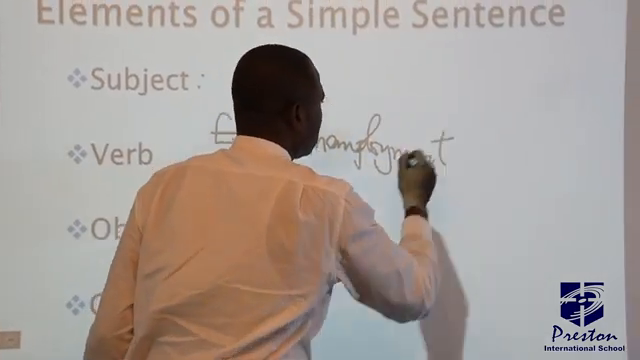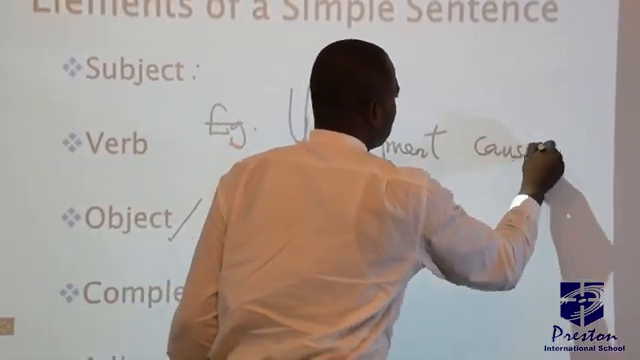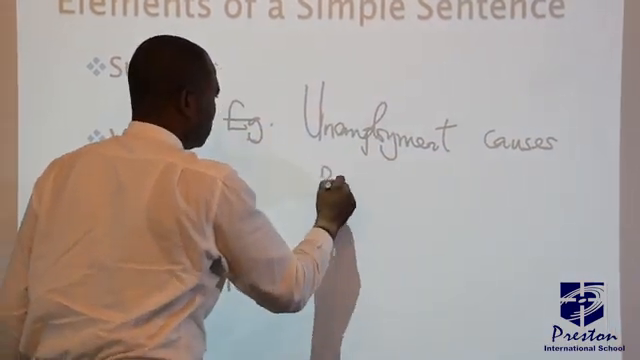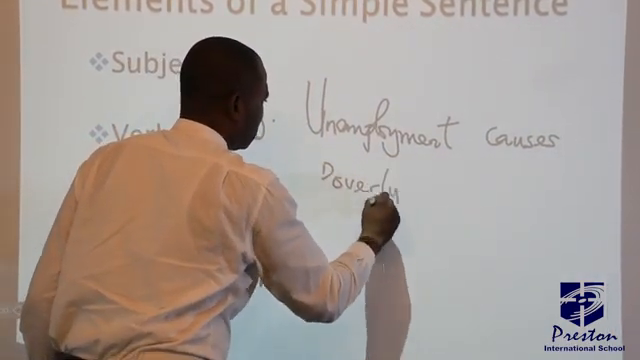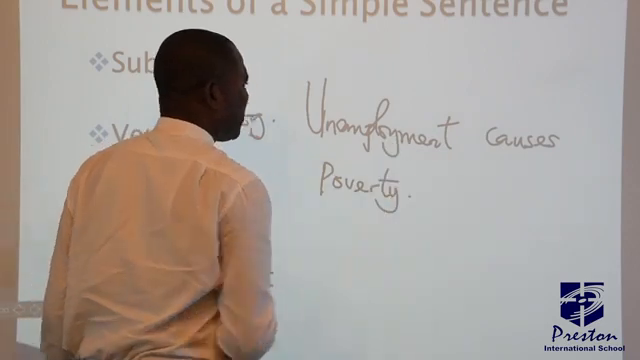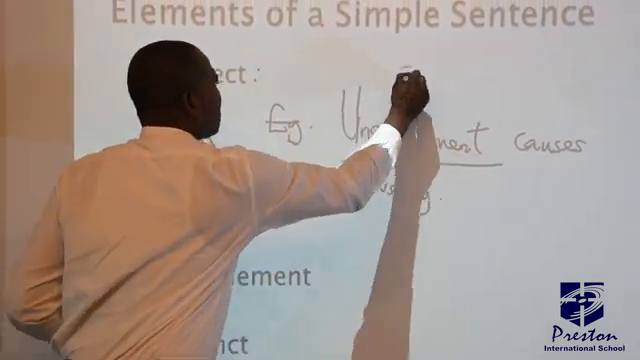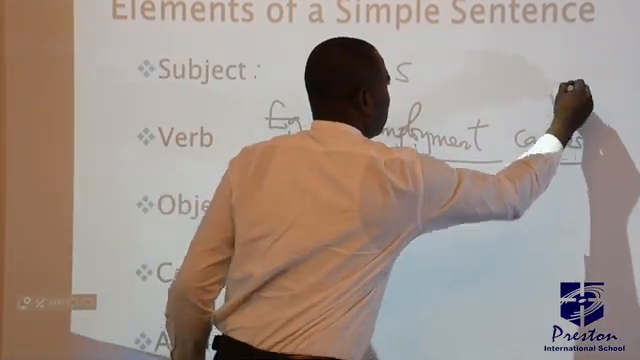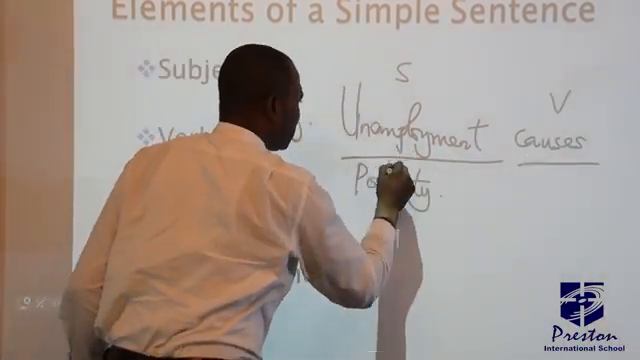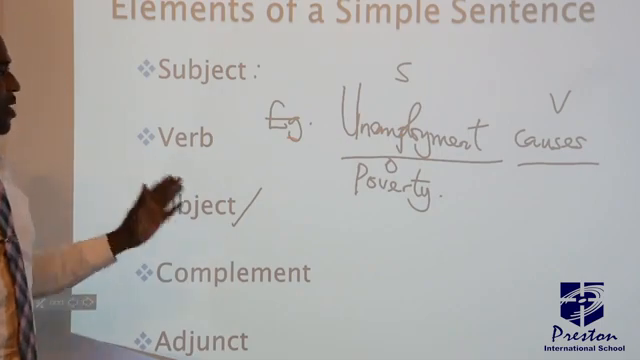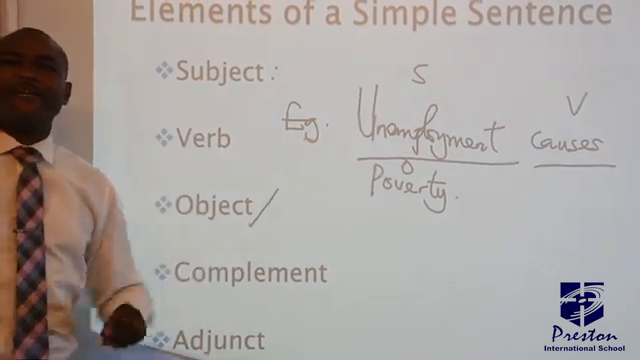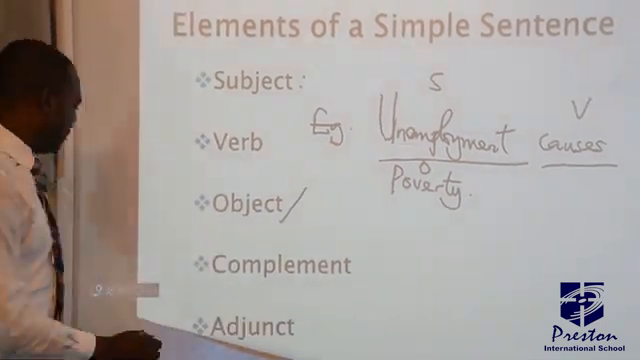Unemployment causes poverty. Here you have a simple sentence that has the subject, the verb, and the object. So you have rightly answered the question on that.